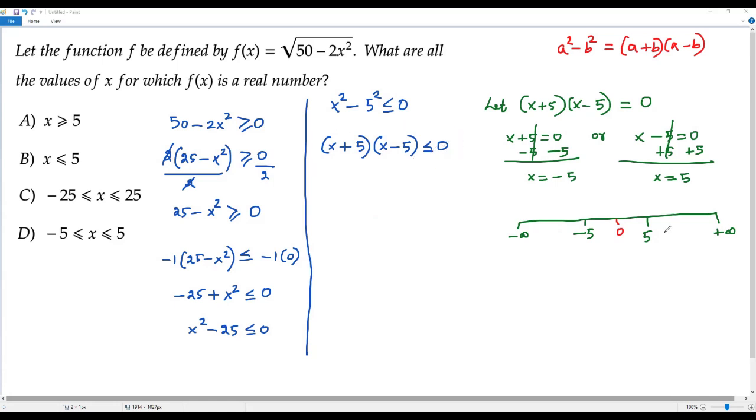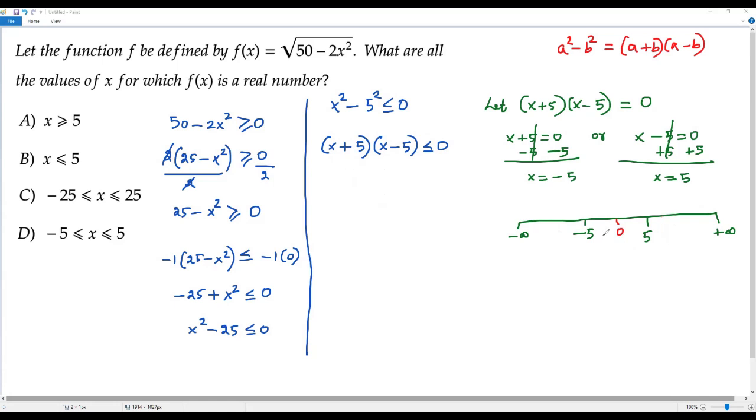Okay, now let me take a random value in the third interval, that is between 5 and positive infinity. Now let's choose a random value, that is 6. When I plug in x equals 6 over here, 6 plus 5 is 11. And when I plug in x equals 6 over here, 6 minus 5 is 1. So clearly it's a positive value. A positive value less than or equal to 0 is not true. So we can reject the third interval as well.